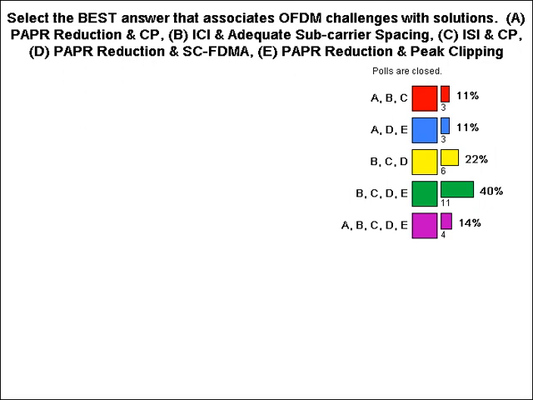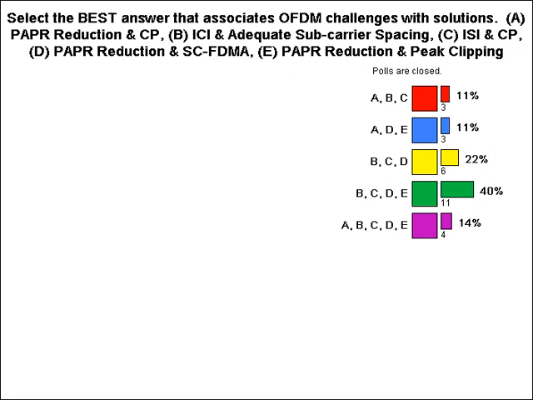Peak to average power ratio reduction in cyclic prefix. We do not have cyclic prefix to solve the peak to average power ratio problem. We have cyclic prefix to solve the inter-symbol interference problem caused by multipath. Right? We do not design CP to reduce peak to average power ratio. Okay, so A is not a valid choice. Wherever you see A, that is ruled out. Now let's look at B.